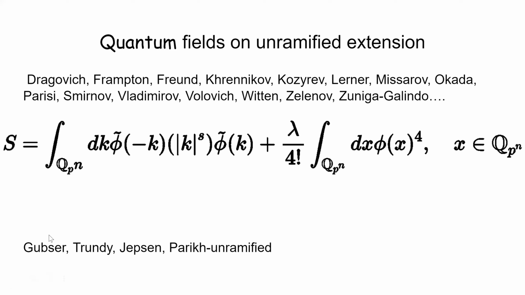This can be seen as some kind of continuation of the investigation started in this work about O(N) symmetric field theories on unramified extension. So typically, fields on p-adic space have been considered, and to construct, so this is the Lagrangian, and this is just an interaction term, a quartic interaction term.